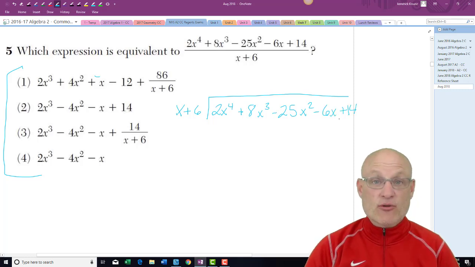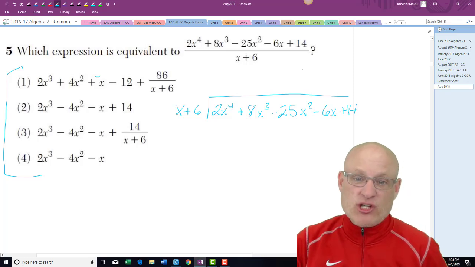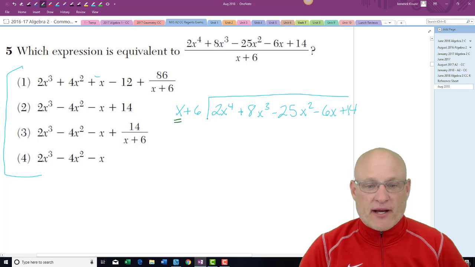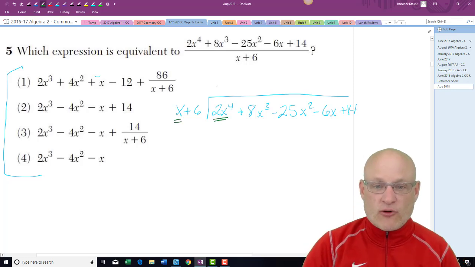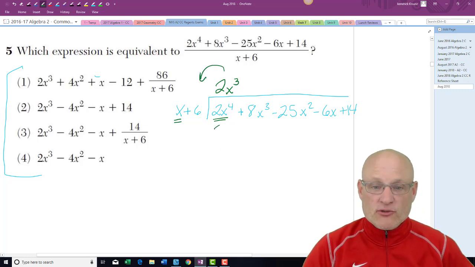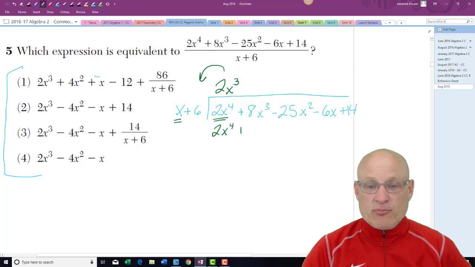Oops, that should be 14. That thing I did first, and check that negative 6. All right, so here's how it works. I've got to figure out what do I have to multiply x by to get 2x to the 4th, and that would be 2x cubed. Then I'm going to take it and multiply it by both of these terms. So that's 2x to the 4th, and 2x cubed times 6 is plus 12x cubed.